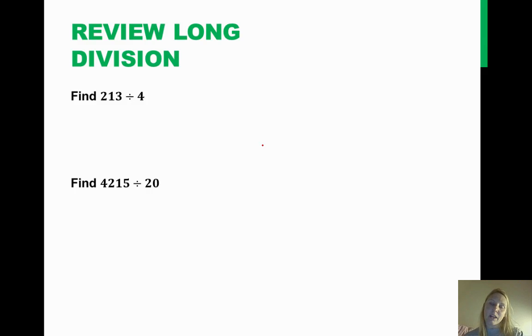We want to take a quick minute to review long division. So, if we take 213, we're going to divide that by 4. 4 does not go into 2, but it does go into 21. So I can say 4 goes into 20 5 times. 5 times 4 is 20. So 21 minus 20 is 1. And now we'll bring down the 3. 4 goes into 13 3 times. 3 times 4 is 12. I subtract that and I have a 1. So in this case we have 53 with a remainder of 1.